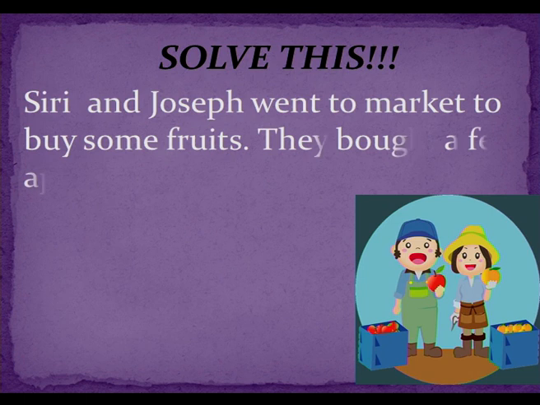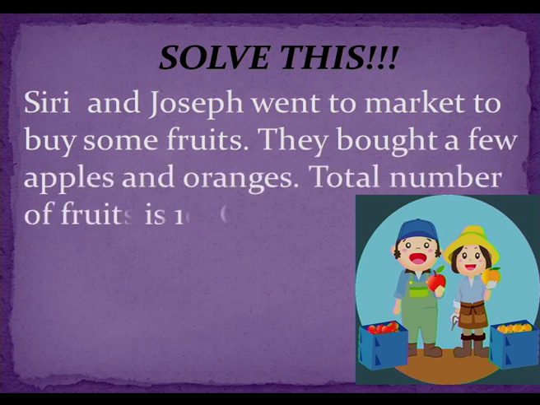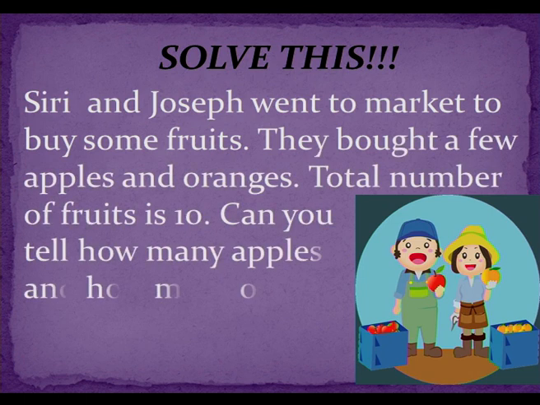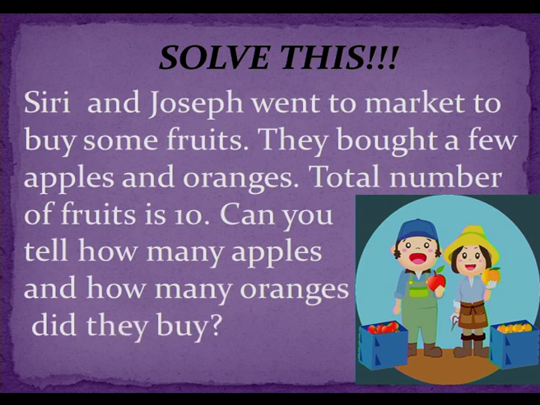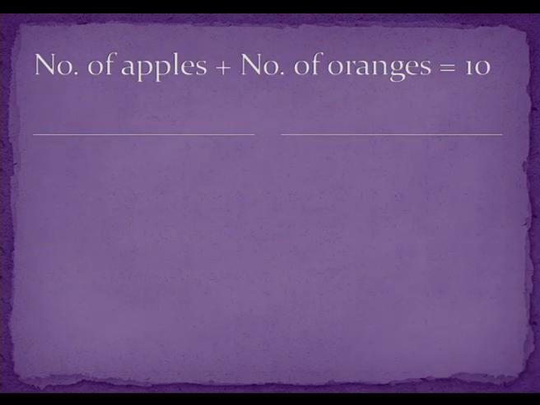Siri and Joseph went to market to buy some fruits. They bought a few apples and oranges. Total number of fruits is 10. Can you tell how many apples and how many oranges did they buy? Let's try to solve this puzzle.